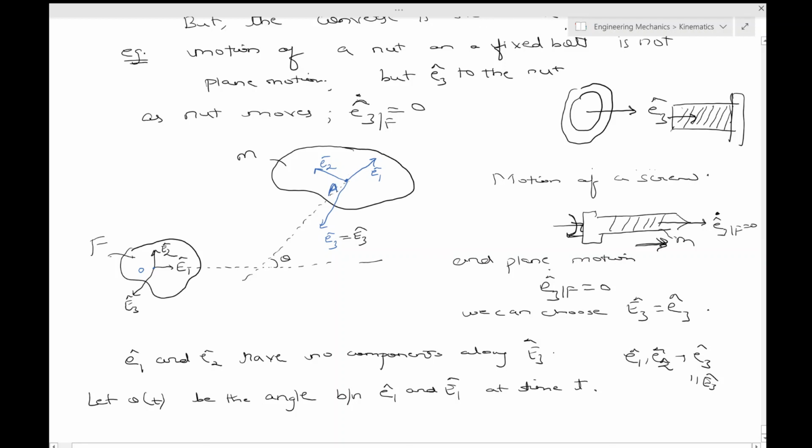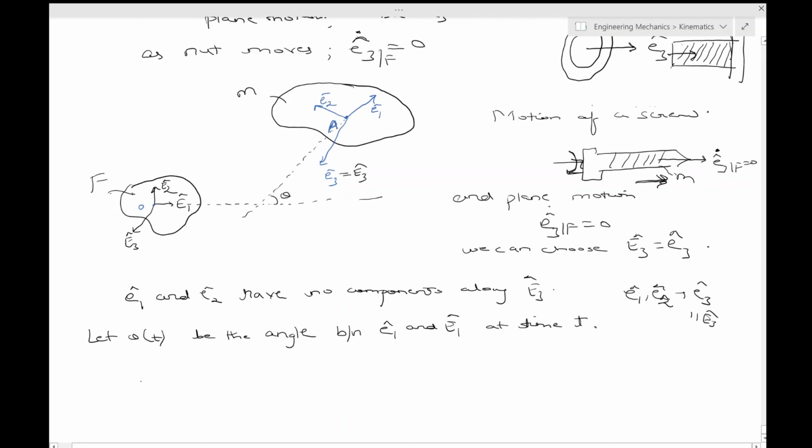Now when that is the case, we can write E1 of t is equal to cos theta of t E1 hat plus sine theta of t E2 hat, and it's needless to say that E3 for all times will be equal to big E3.